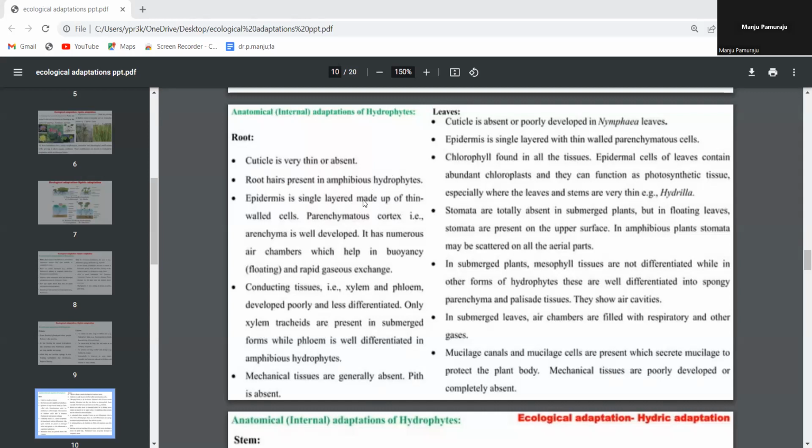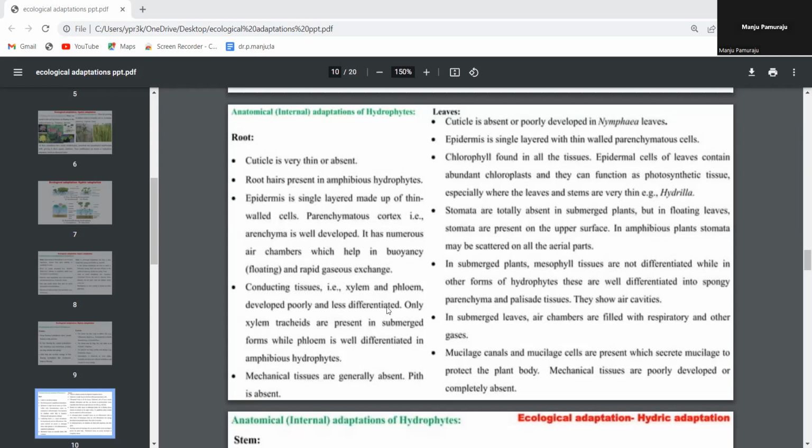The cortex is also parenchymatous, that is aerenchyma. Generally in hydrophytes, the main adaptation is the presence of air chambers, or aerenchyma. Parenchyma with air is called aerenchyma, which stores gases. It is well developed and has numerous air chambers, which help in buoyancy, that is balance in the water, and also help in gas exchange.